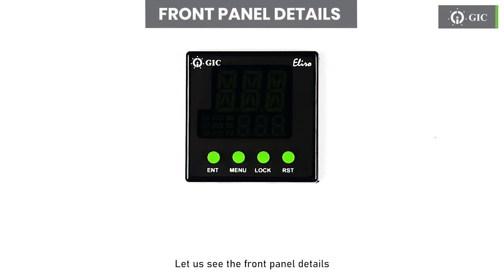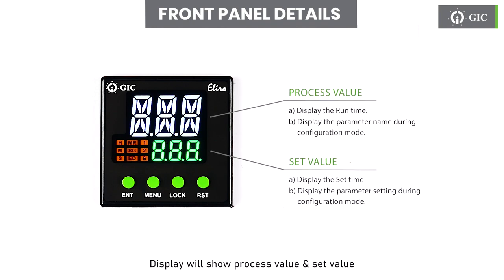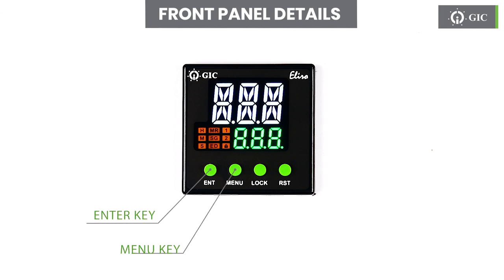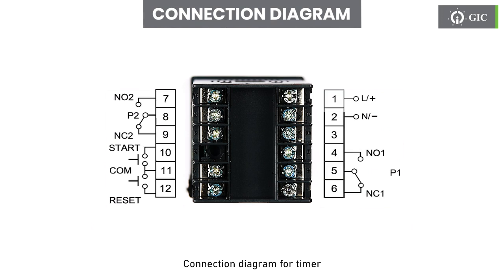Let us see the front panel details. Display will show process value and set value. Four keys for programming the device: an enter key, a menu key, a lock key, a reset key. Symbols for time selection. Connection diagram for timer.